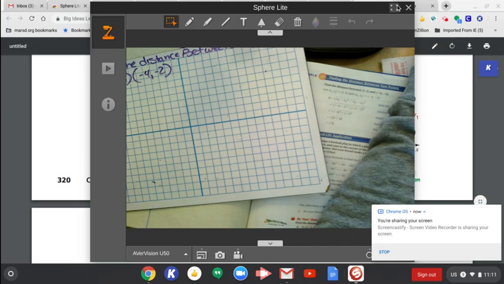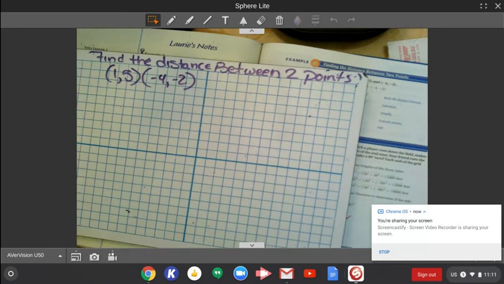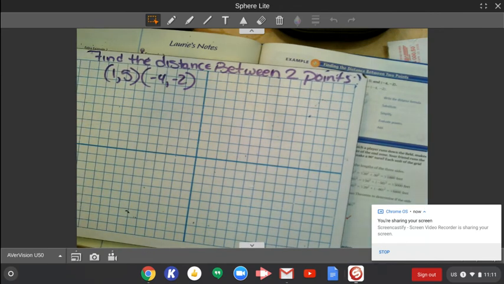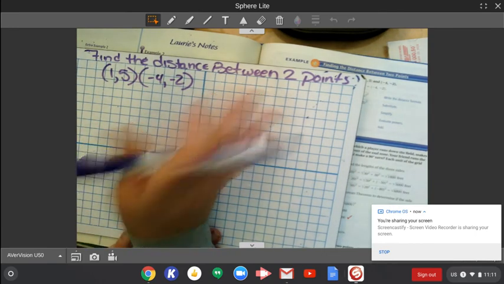Today is May 4th, Monday, and we're going to finish lesson 7.5, which is Pythagorean theorem, converse, and distance formula. So we are going to work on the distance formula today. I'm going to show you how to find the distance between points using the Pythagorean theorem and then the distance formula. The distance formula you're going to probably find easier, especially if you don't have graph paper at home. But I'm going to show you how to use a graph just in case.